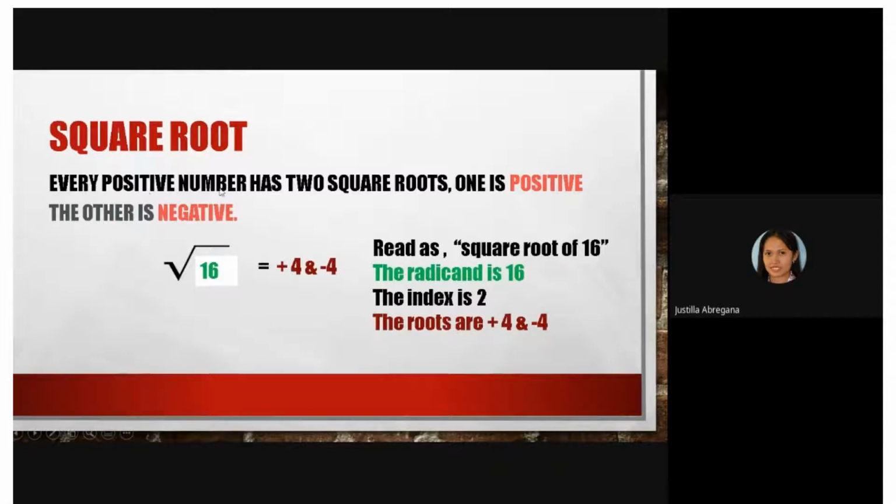Remember that every positive number has two square roots: one is positive and the other is negative. So for example, this is read as square root of 16, and it's equal to positive 4 and negative 4. The radicand here is 16, and the index has no written 2, so it's understood that it is a square root. The index is 2 and the roots are positive 4 and negative 4.